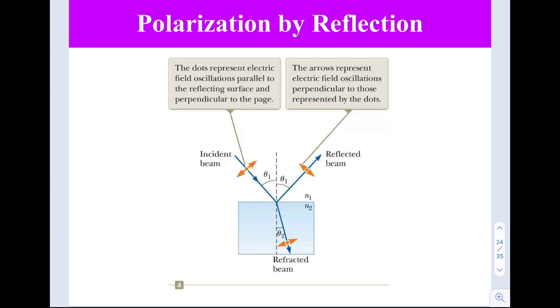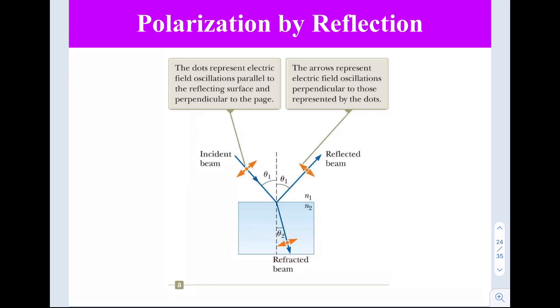It is found that the parallel component, represented by the dot, reflects more strongly than the other component, represented by the arrow, resulting in a partially polarized reflected beam. Furthermore, the refracted beam is also partially polarized.